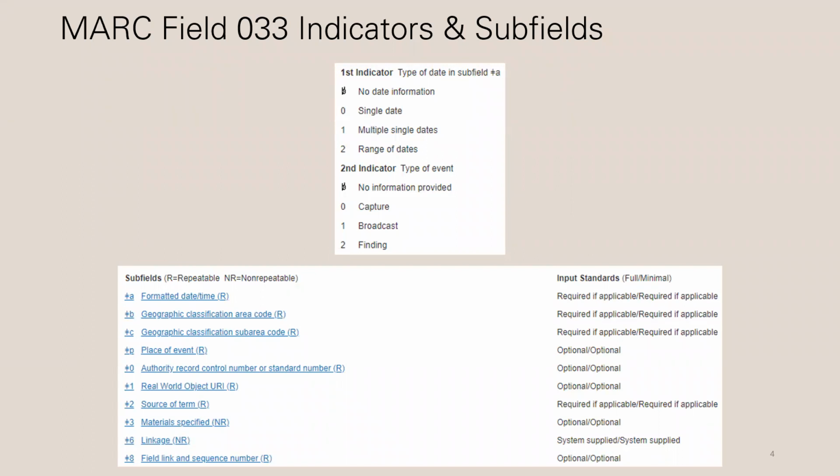Subfield A is for a formatted date time and is repeatable and required if applicable. The date time information is formatted as year, year, year, year, month, month, day, day, hour, hour, minute, minute, plus or minus hour, hour, minute, minute. So year, month, day, hour, minutes.